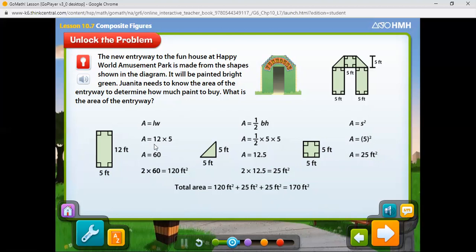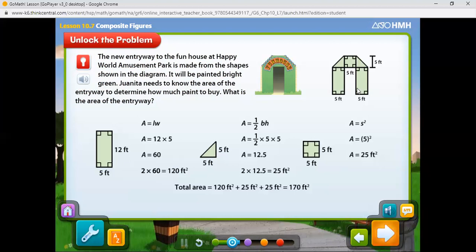Okay, so the mistake here was that they had not given the length of the rectangle. That's supposed to be 12, and here the width is supposed to be 5, but they forgot to write 12 here. So that's the only measurement which was missing. Other than that, it was the same. They found the area of one rectangle and multiplied it by 2 because we have two rectangles, and then they found the area of one triangle and multiplied it by 2 because we have two triangles, and then they found the area of a square and added everything together. So the area was 170 square feet.